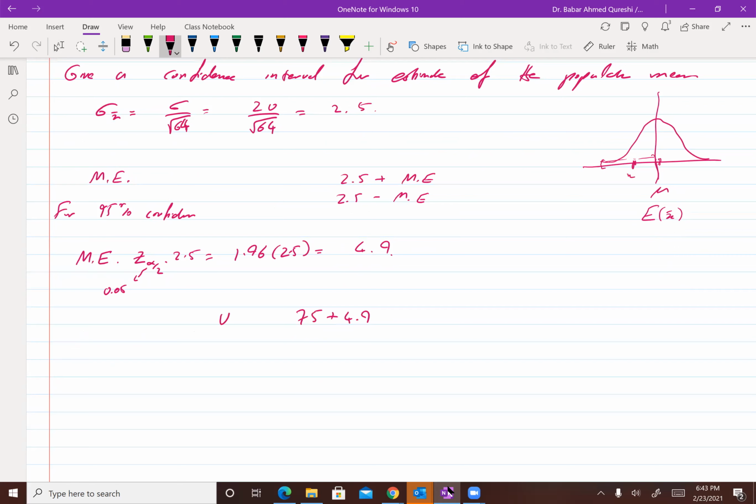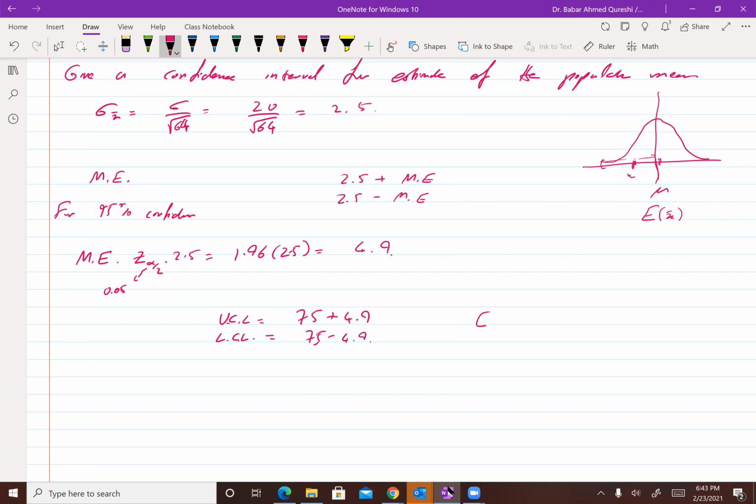This is the upper confidence limit. And the lower confidence limit. Sir, can you explain where 1.96 came from? Yeah, just wait. So the interval becomes this.